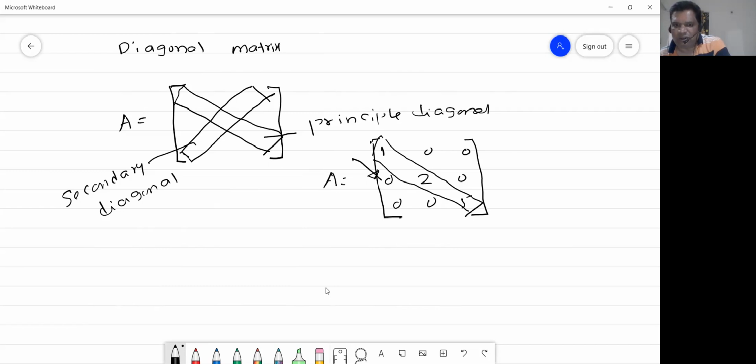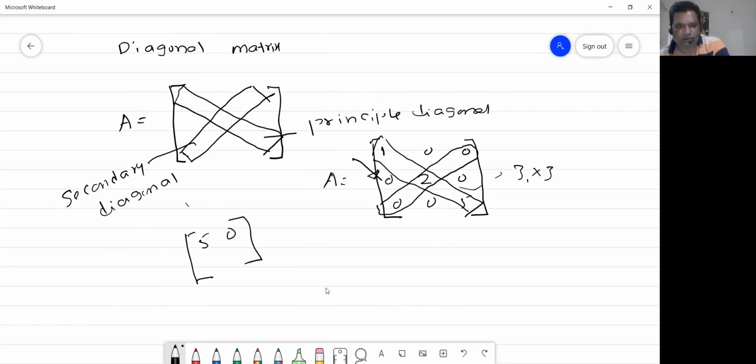Observe this line, 0 to 0. This is called the secondary diagonal elements. So 1, 2, 5 is called the principal diagonal and 0, 2, 0 is called the secondary diagonal. Now try to understand. What is the order? It is a 3 by 3 matrix. Now I will take a 2 by 2 matrix.